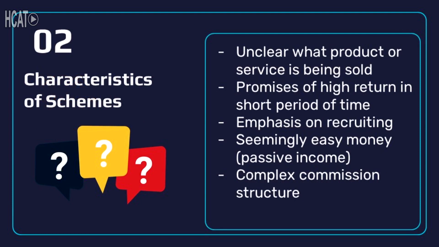All right, so some key characteristics of our schemes. First, if it's unclear what product is being sold or what service you're getting in return for your money, be a little bit skeptical. A lot of times in schemes, they'll say, oh, just give us your money, we'll do this for you, but you're not really sure where your money's going or what you're getting in return. That's a key thing to look out for. Another thing is if there are promises of high return in a short period of time. A lot of times people will say, oh, give us $1,000 and we'll turn that $1,000 into $3,000 in 25, 30 minutes. If you just give us your information, that's not going to happen. Money doesn't just multiply like that.